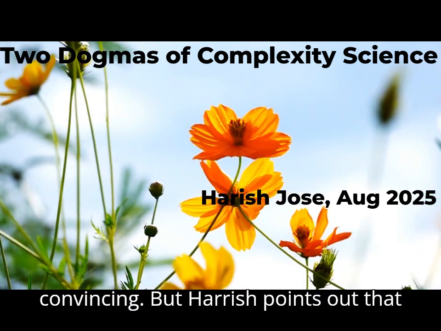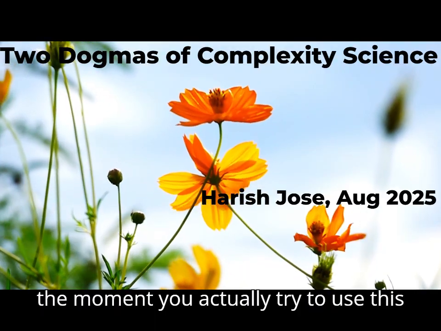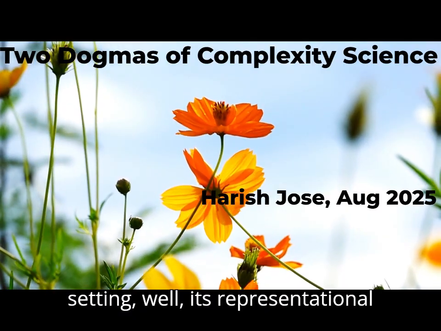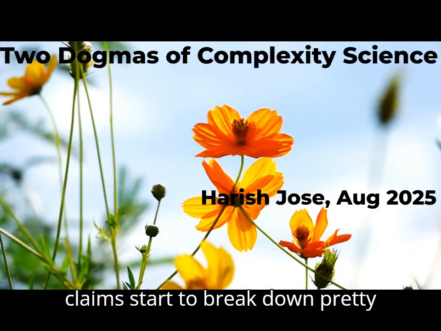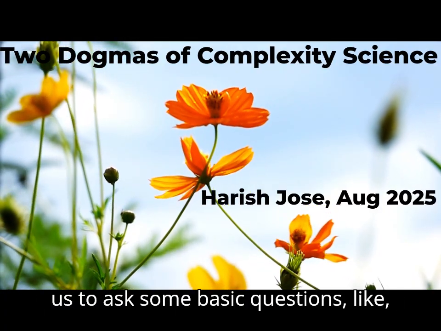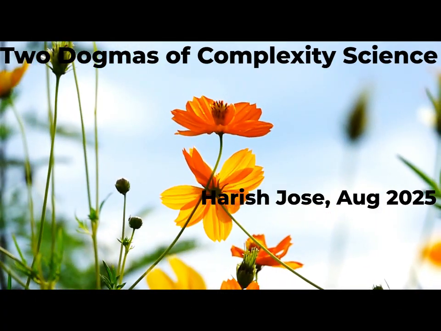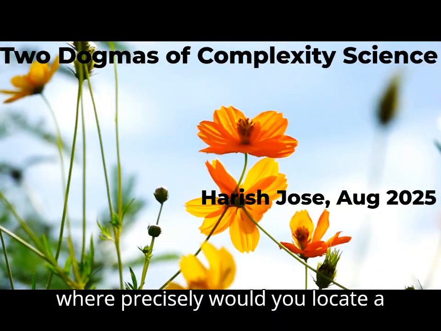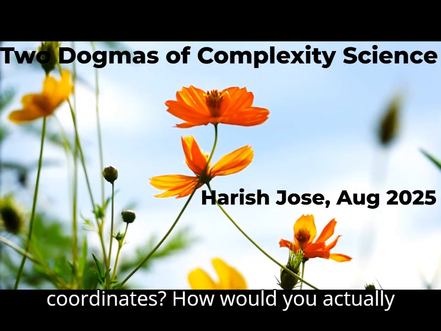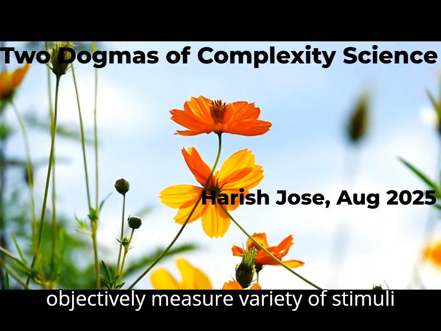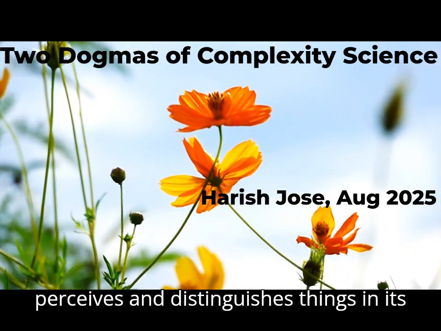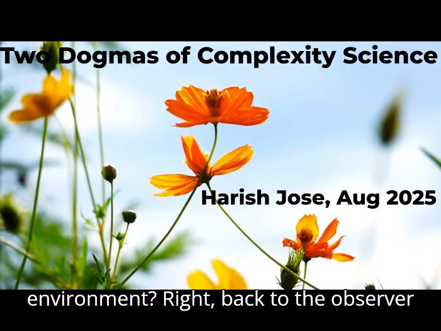Very convincing. But Harris points out that the moment you actually try to use this framework in a practical real-world setting, its representational claims start to break down. Pretty quickly, actually. How so? What happens when you try to apply it? He challenges us to ask some basic questions, like, where precisely would you locate a specific organization on these coordinates? How would you actually objectively measure variety of stimuli independently of how that specific system perceives and distinguishes things in its environment? Right. Back to the observer dependence.